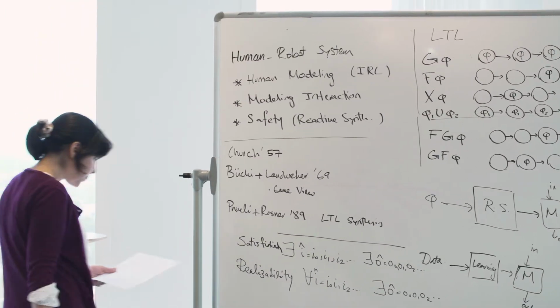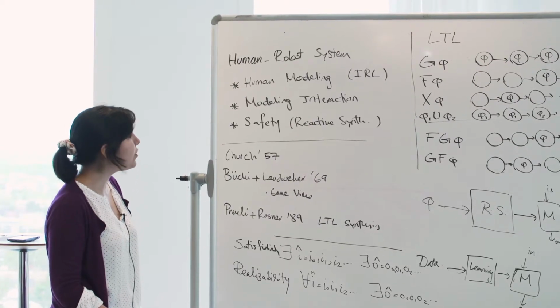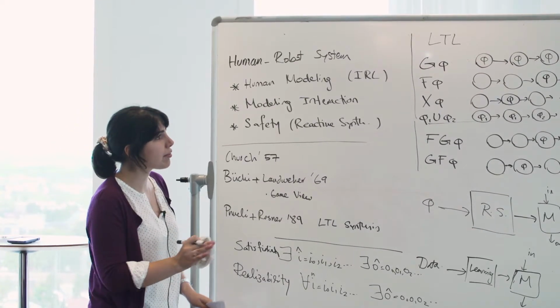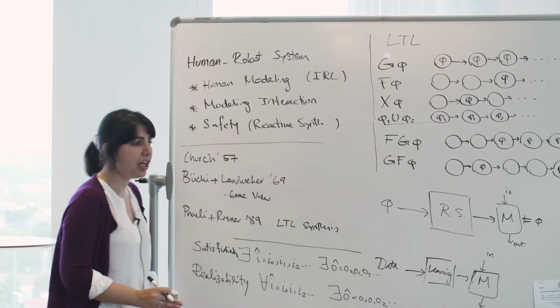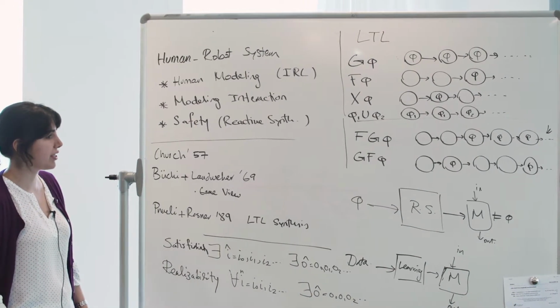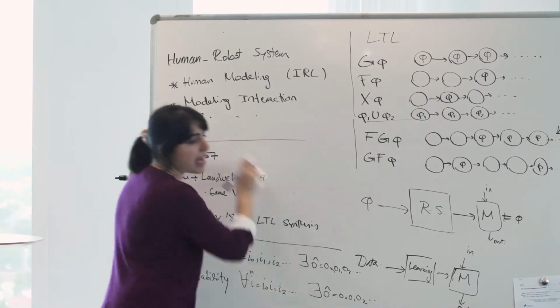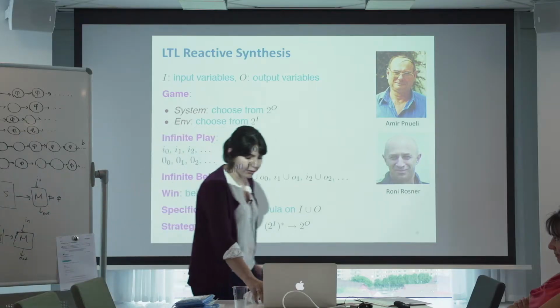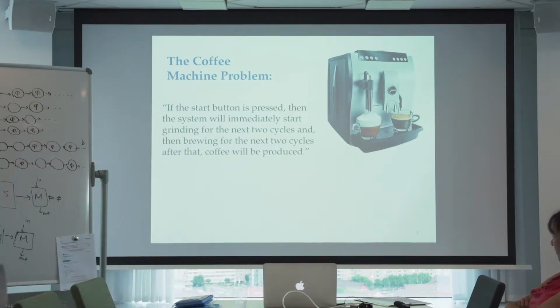All right, so I want to talk about reactive synthesis, but I want to do that through an example of how we can start from a temporal logic specification and then come up with this model or controller. I just want to do that through an example because that seems simpler. Otherwise, it gets too complicated. And the example I want to talk about is the coffee machine example. I'm sure a lot of you have seen this.